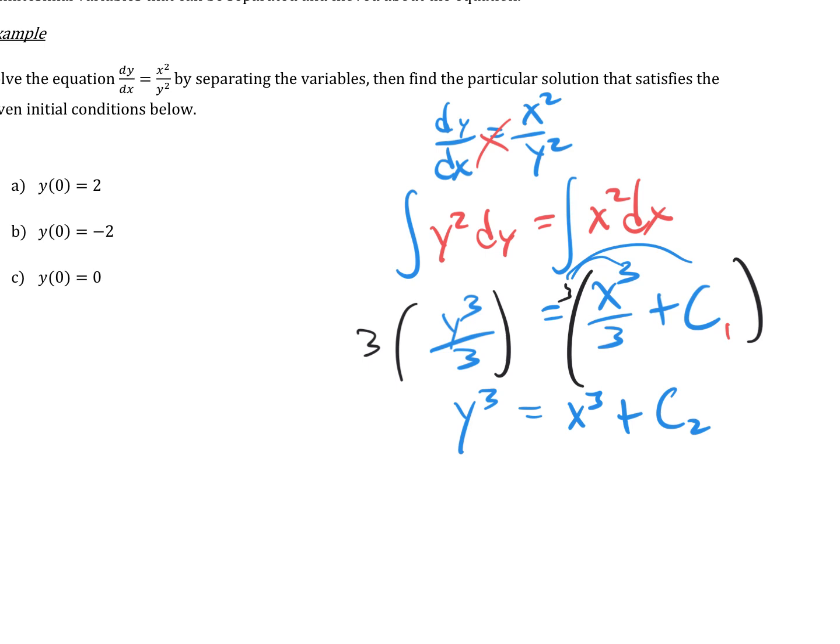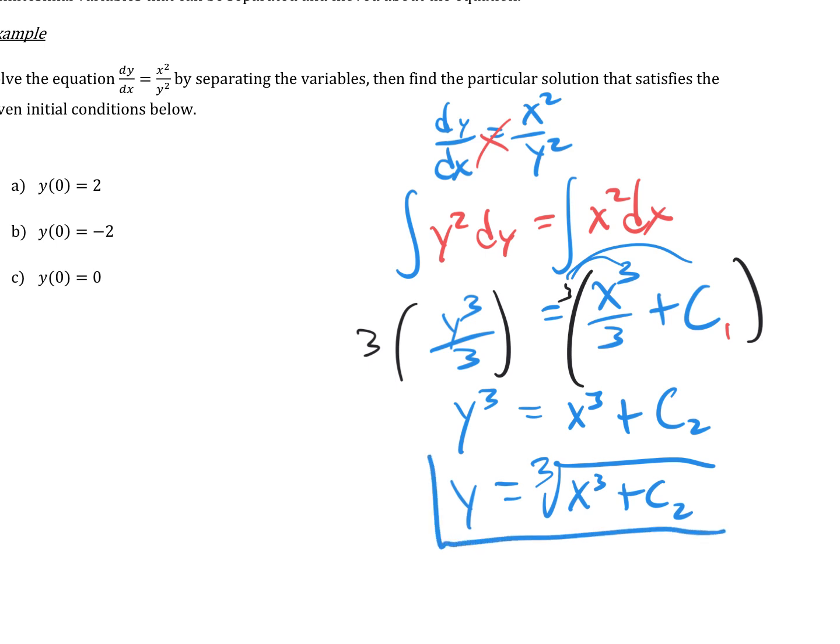But let's go ahead and cube root both sides, and we can write this as y equals the cube root of x cubed plus c2. So there is the general solution. The general solution is a family of functions. This constant here gives us a general solution, and so now we want to find a particular solution.